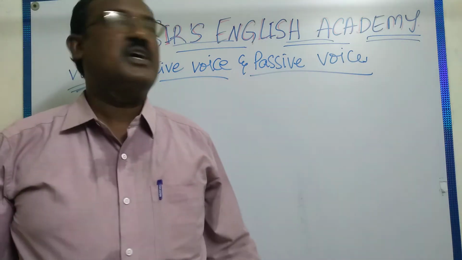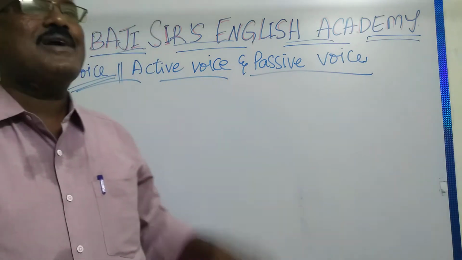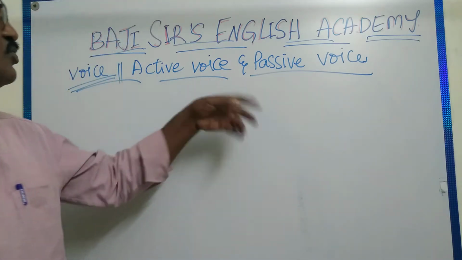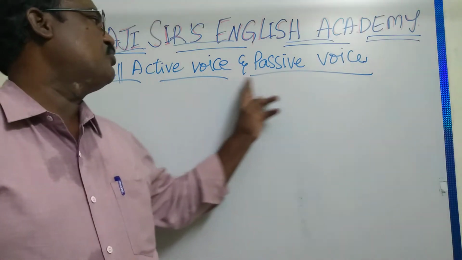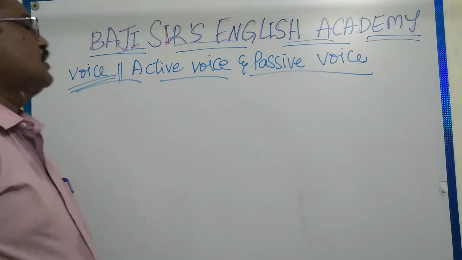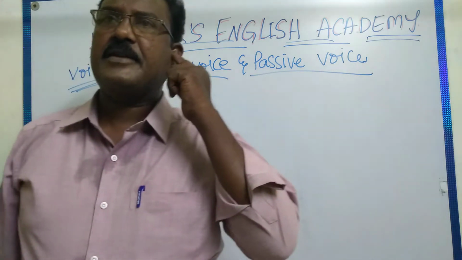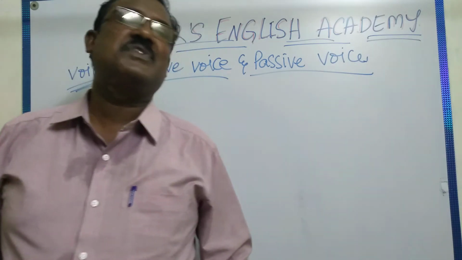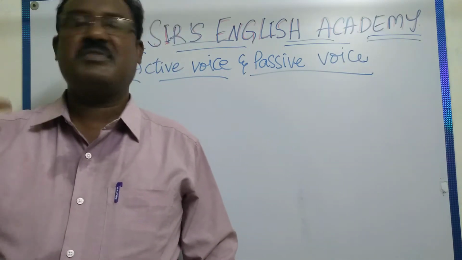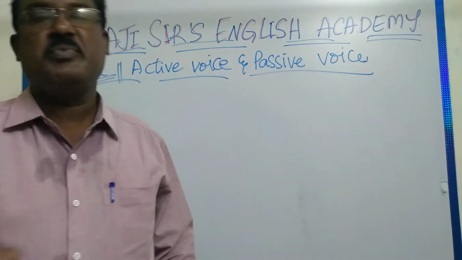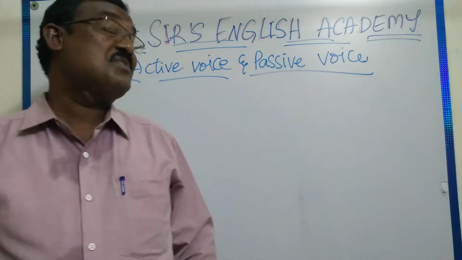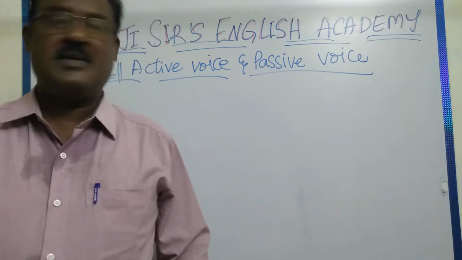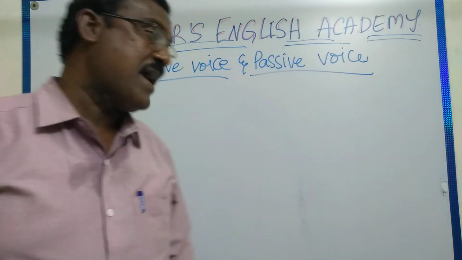Today we are going to learn voice. There are two types of voice, active voice and passive voice. See here, what is meant by active voice and what is meant by passive voice. If the subject does something, the form of the verb is said to be in active voice. If something is done to the subject, the sentence is said to be in passive voice.